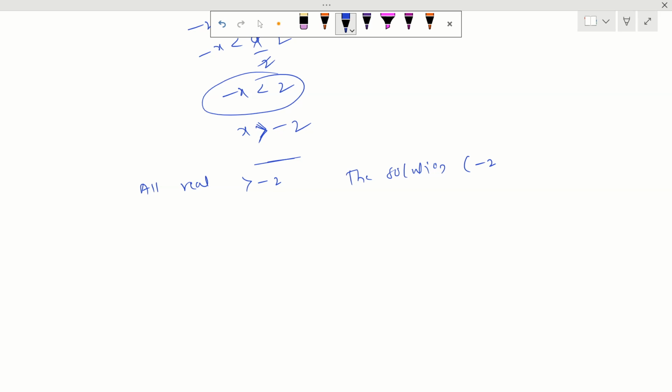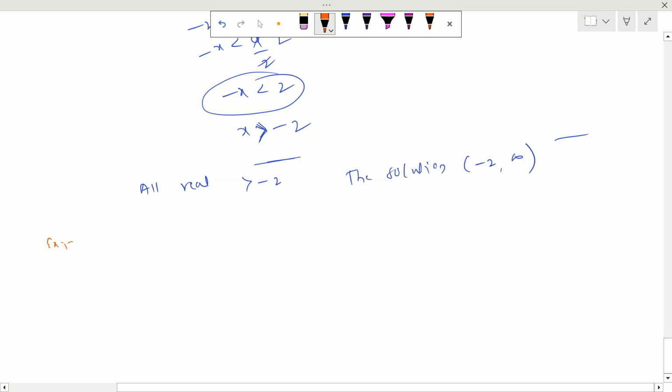-2 means it is continuously infinity, right? Infinity number. So then the solution of the set is -2 to infinity, right? So next we take an example, example number 4.